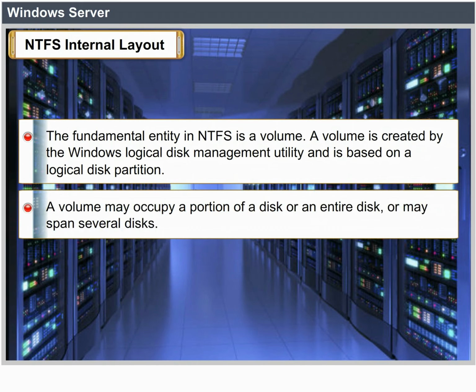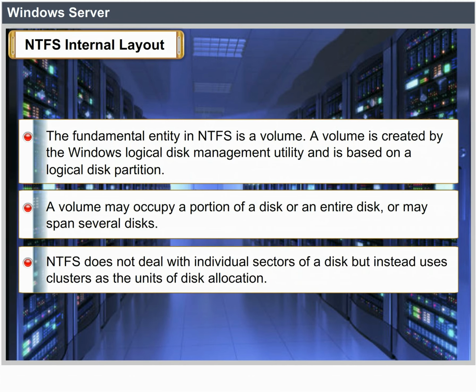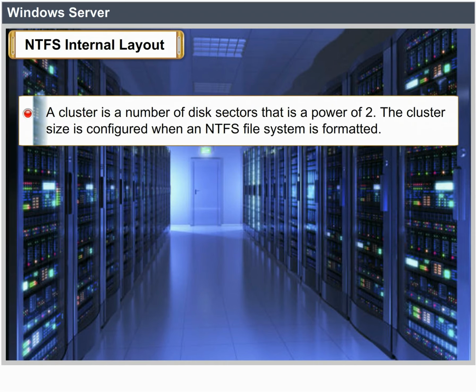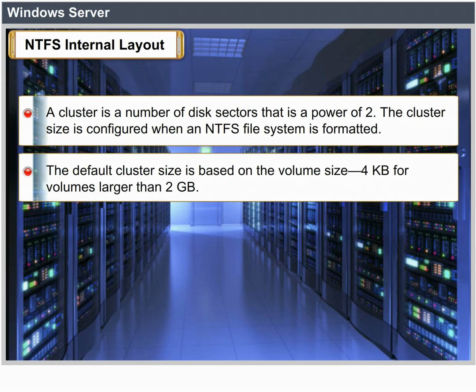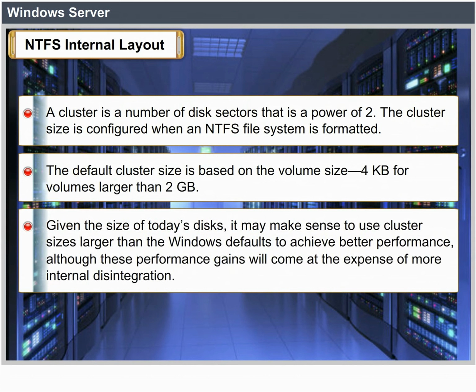NTFS does not deal with individual sectors of a disk, but instead uses clusters as the units of disk allocation. A cluster is a number of disk sectors that is a power of 2. The cluster size is configured when an NTFS file system is formatted. The default cluster size is based on the volume size, 4 KB for volumes larger than 2 GB. Given the size of today's disks, it may make sense to use cluster sizes larger than the Windows defaults to achieve better performance, although these performance gains will come at the expense of more internal fragmentation.